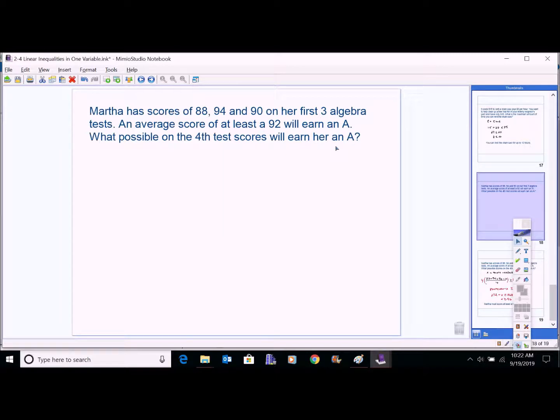This is a badly worded sentence. I'm sorry about that. So what does she need to get on the 4th test in order to earn an A? So we have to think about this in terms of an average. So wouldn't you add them all up and divide by how many tests she took? Sure. Now, we're trying to find the score on the 4th test. So what would you add up and divide by what number?